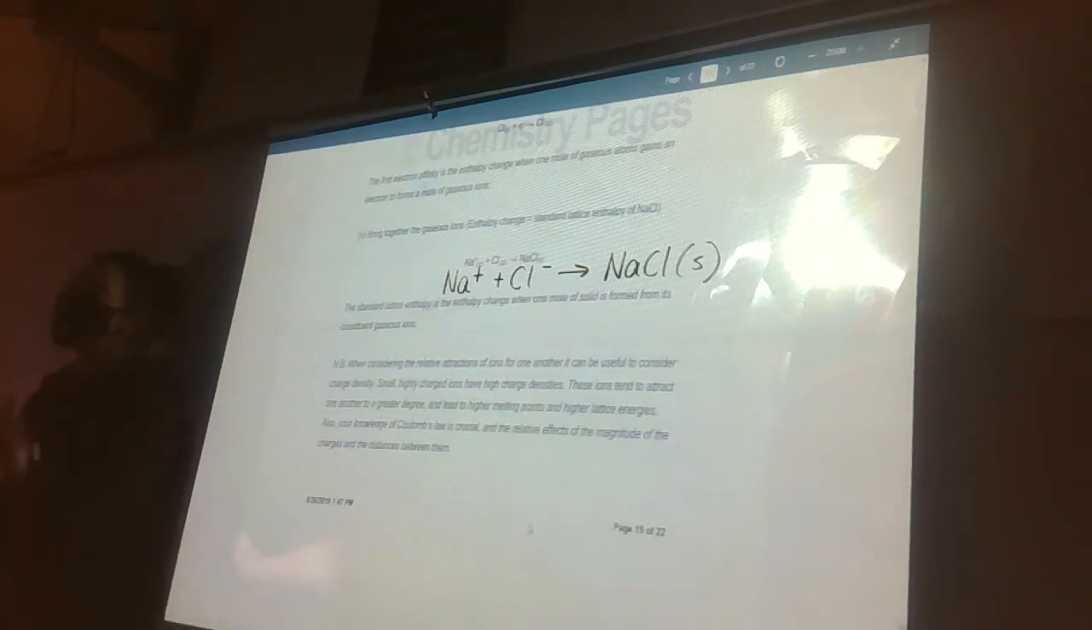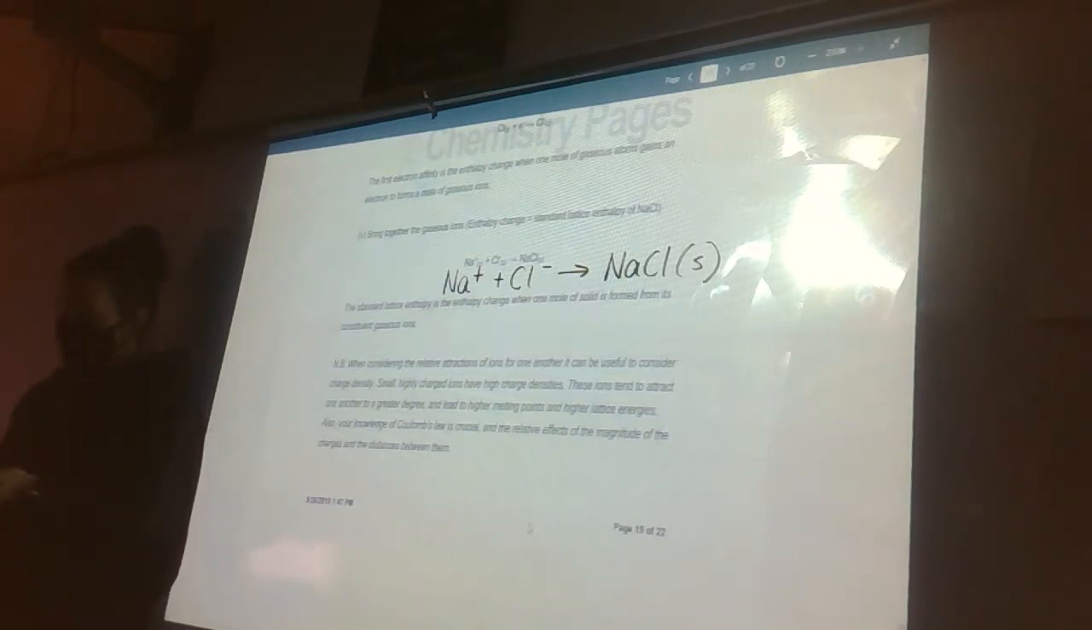Chlorine atom to chlorine ion. There's an enthalpy for that. Electron affinity. Then once you have all of those together, you can put the two ions together and make sodium chloride. And it's the addition, just like in Hess's law, of all of those enthalpies to get the enthalpy of this reaction. It requires multiple steps.